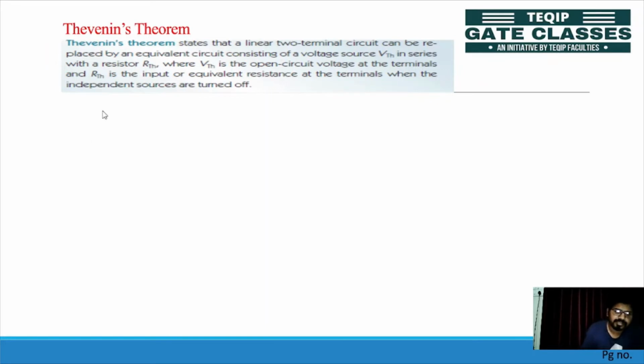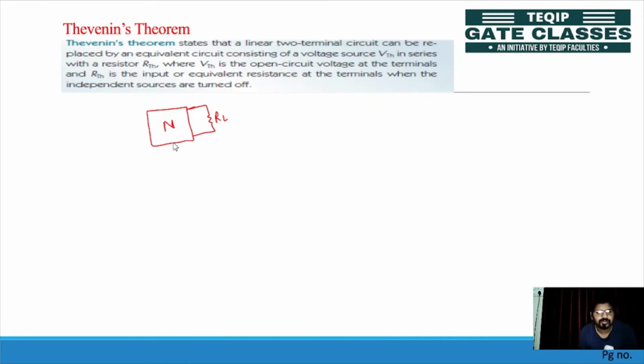So we'll explain this. Suppose we have a complex circuit here, it has voltage sources, resistances, and the complex network is here. Okay, and there is a load here, RL. So if we have to find the current in a particular branch, we'll take it as a load, and the rest of the circuit is a complex network.